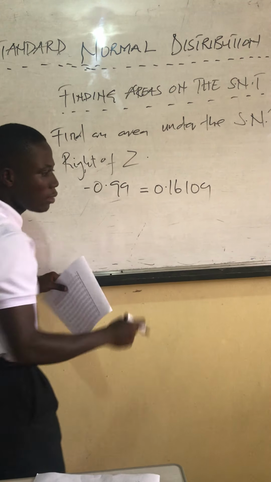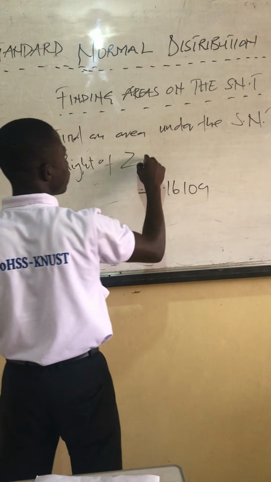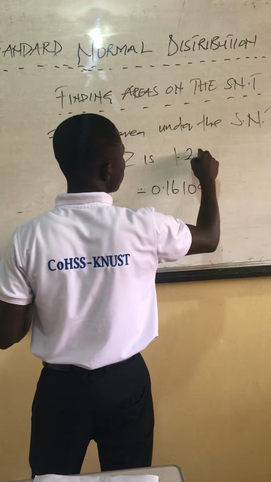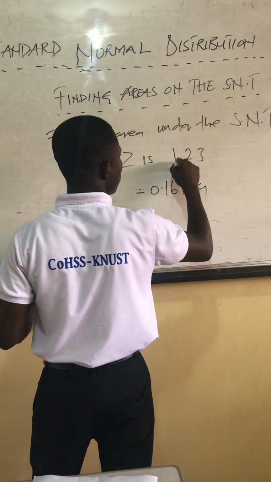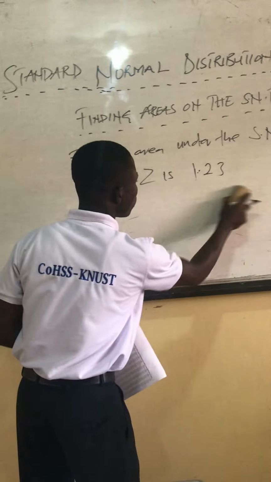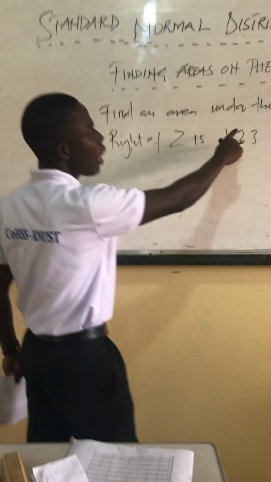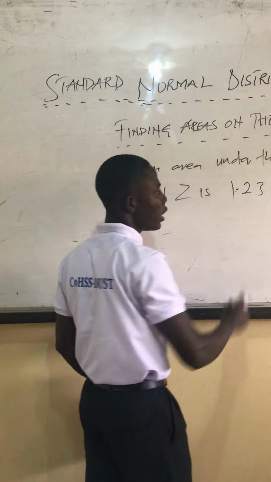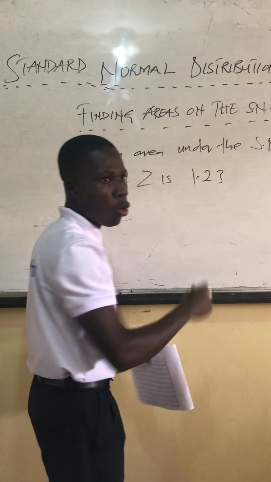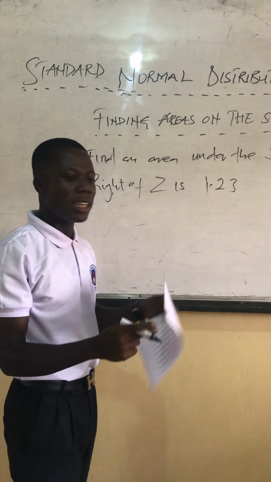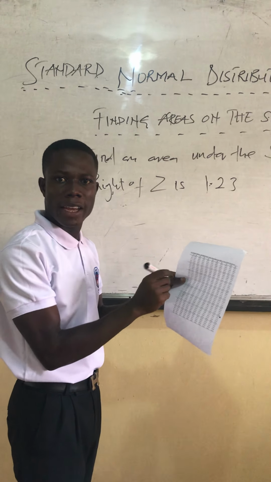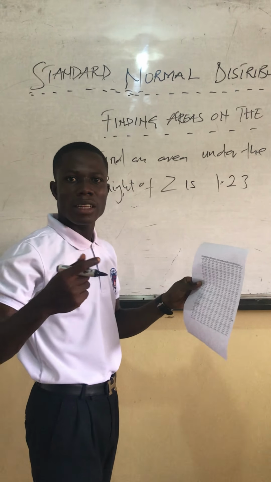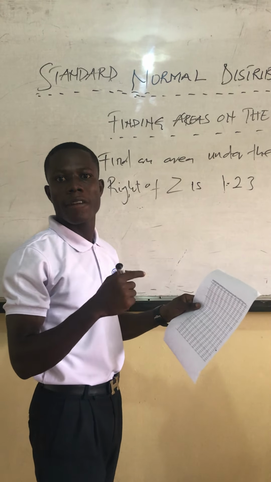To the right of z is, let's say, 1.23. So assuming we are asked to find an area under the standard normal table to the right of z is 1.23. So we are finding this table. Because it is on the right of z, the answer we find here is not our final answer. We have to deduct it from 1 before we can get our final answer.